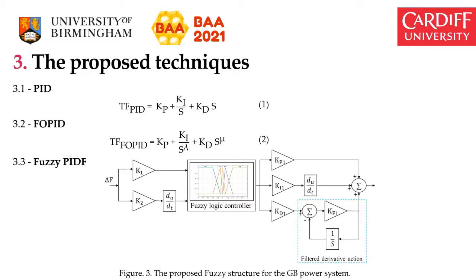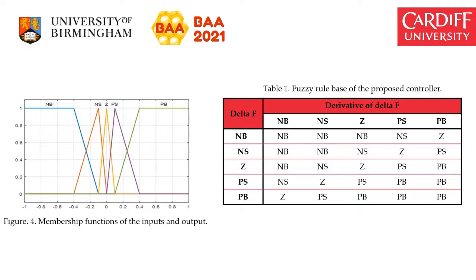This structure has 2 inputs and 1 output, and 6 scaling vector gains are to be tuned. The membership functions of the 2 inputs and the 1 output are illustrated in figure 4. As we have 2 inputs and 5 membership functions for each input, 25 rule bases are required to generate the output. The rule base of this controller is shown in table 1.